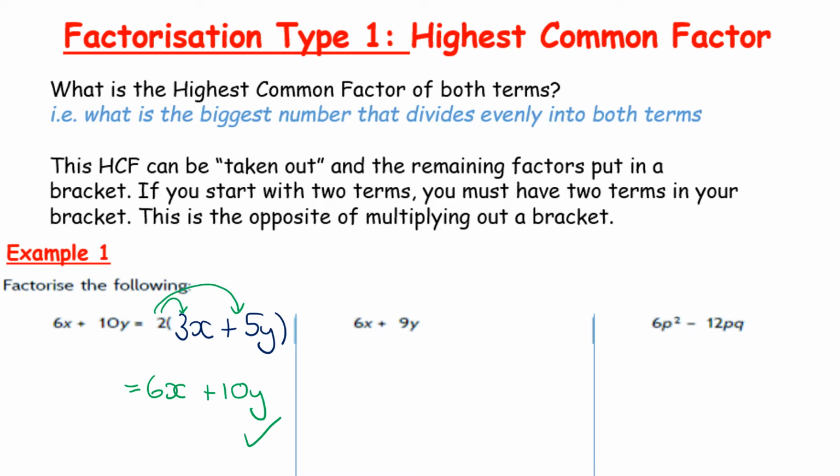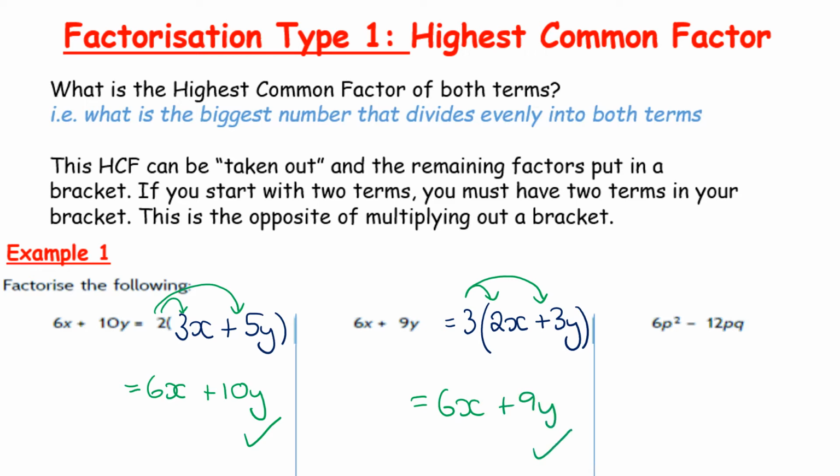In the second part of this example, we haven't been given what's common. So we need to figure out what number divides into 6x and 9y. And the answer is 3. So when we divide 3 into 6x, we get 2x. And 3 divides into 9y, 3y times. That's our answer. We can just do a quick double check to make sure we're okay. This is 6x plus 9y, which is what we started with.